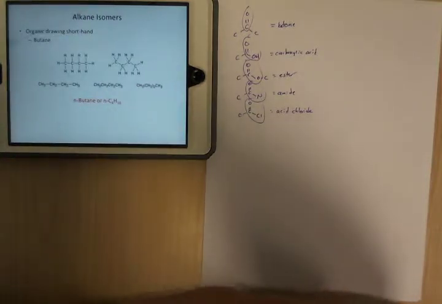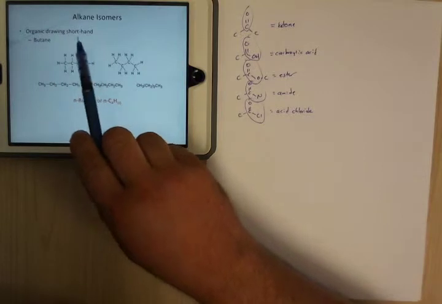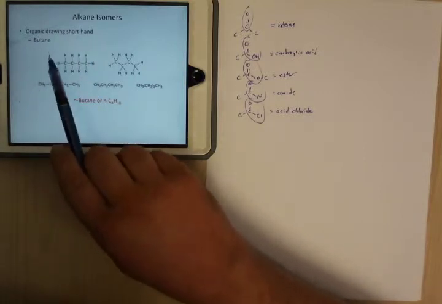Okay, so organic drawing shorthand. Again, if you have something like butane, right?